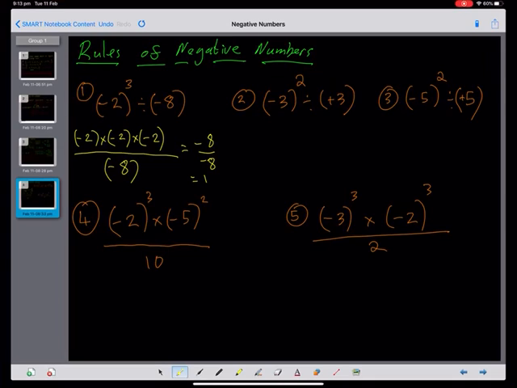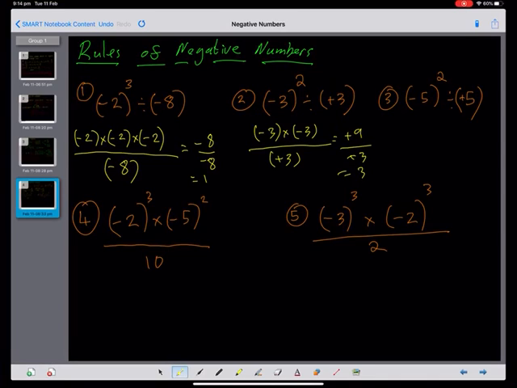Okay, so let's have a go at question 2. We've got negative 3 multiplied by negative 3. Let's put brackets around there so we know what we're doing. Divided by positive 3. Okay, we know that a negative multiplied by a negative is a positive, so we've got positive 9 divided by positive 3, which is just simply 3.